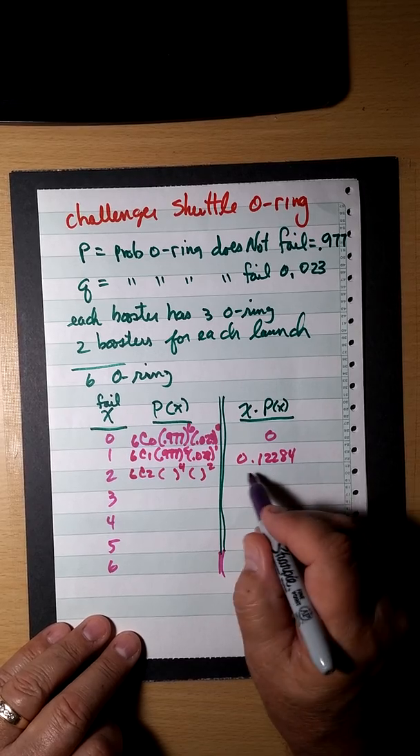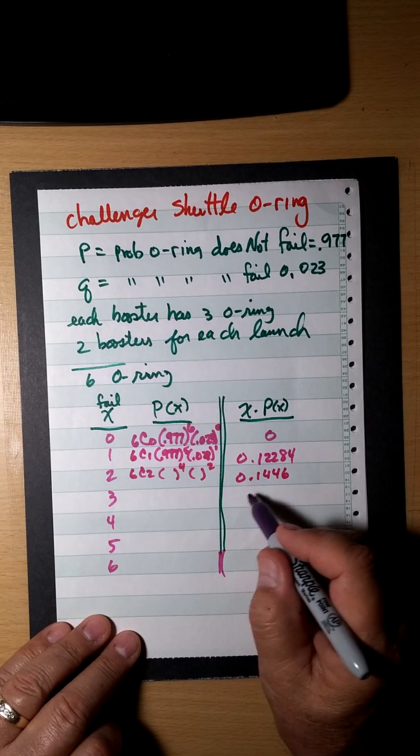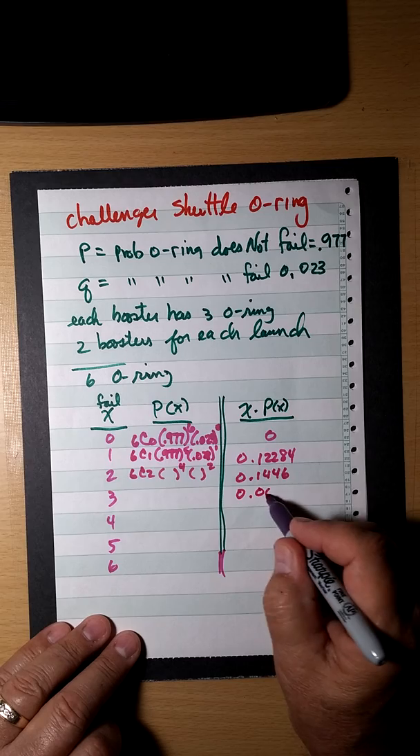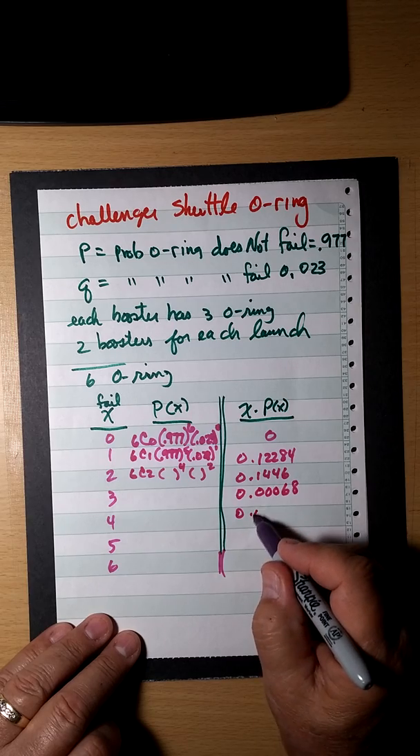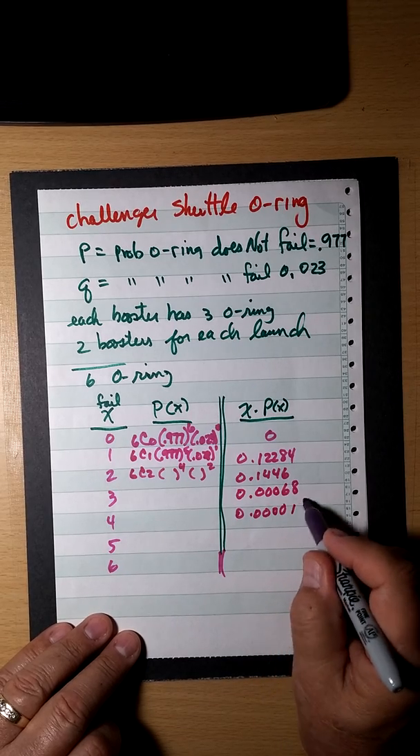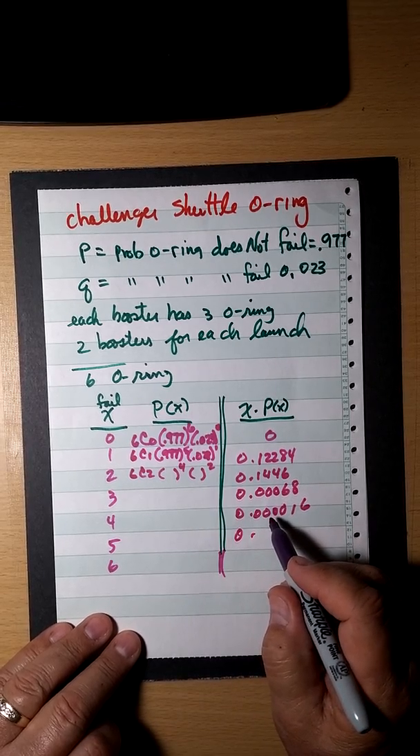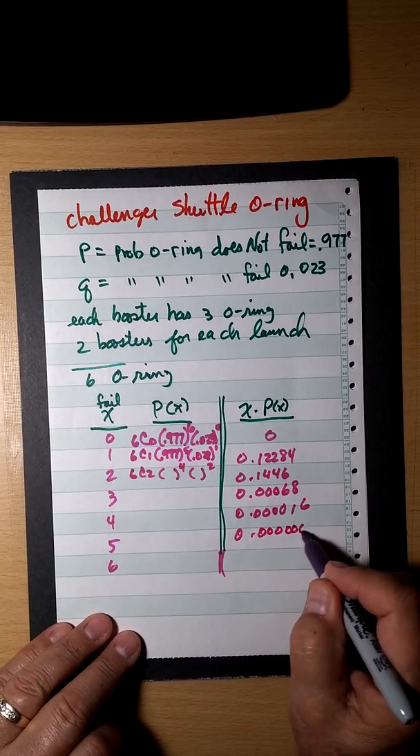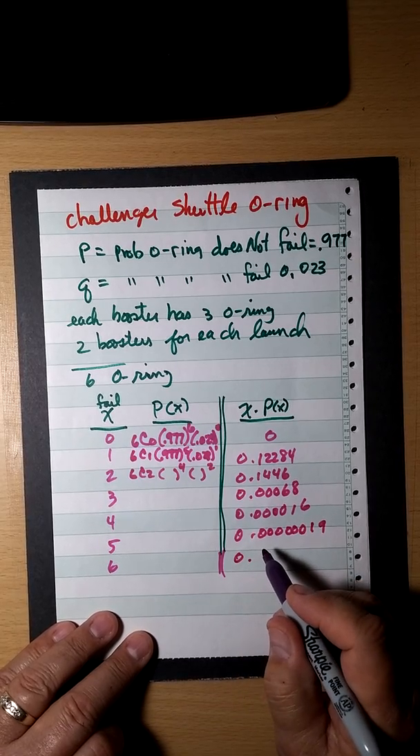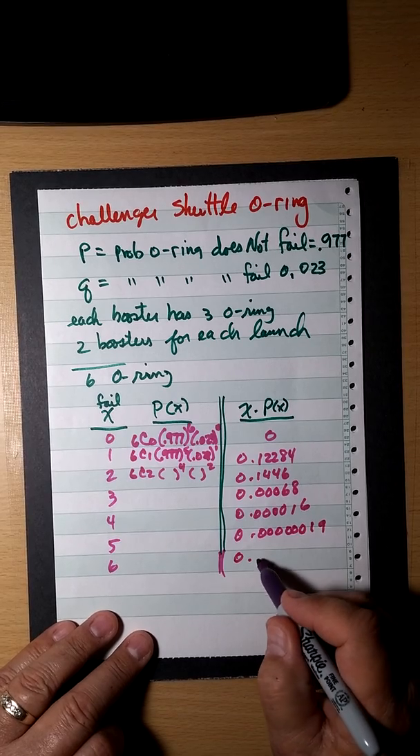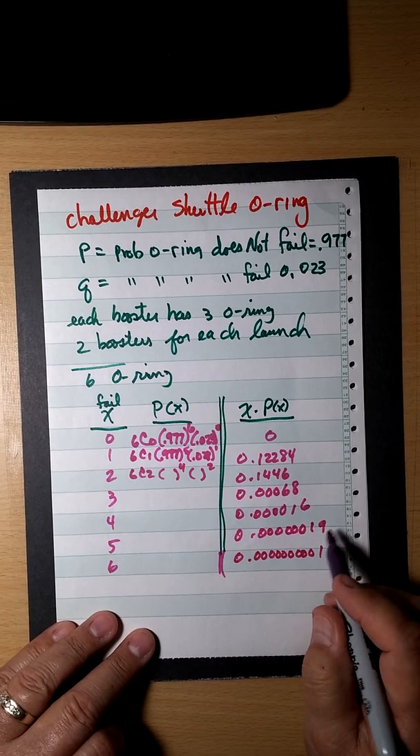You get the following numbers: 0.1446, 0.00068, 0.0000 with 4 zeros and a 6, then 6 zeros and a 9, and then 9 zeros and a 9.